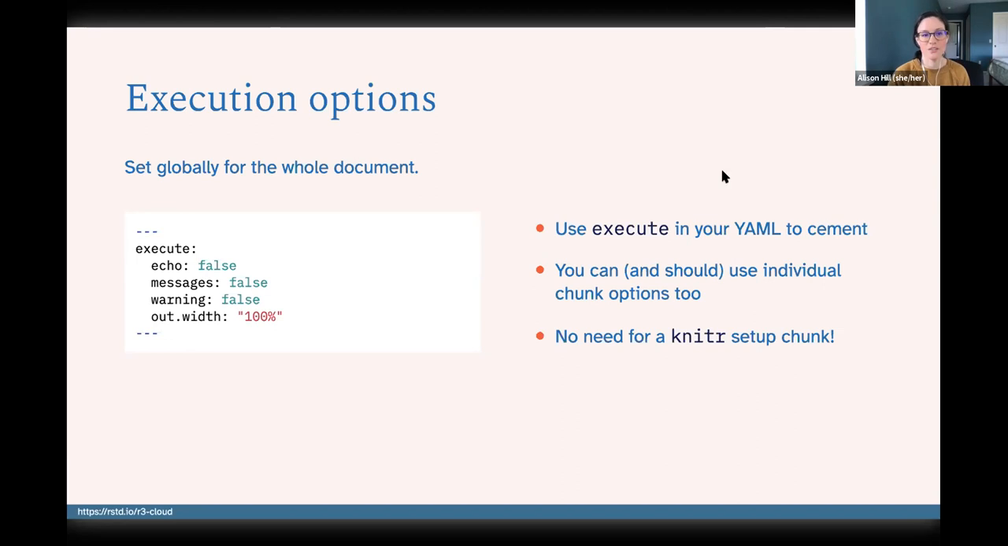So here, if you used this in your YAML for your document, you'd hide the code for every single chunk, you would hide the messages and you'd hide the warnings and you'd set the output width for all figures to be 100%. So you can still use individual chunk options and you probably should to override these settings, but this is nice for being able to set up your default chunk options. And then they're up in your YAML. They're really easy to track and I hope easier for people to collaborate on documents and be able to see what they're changing.